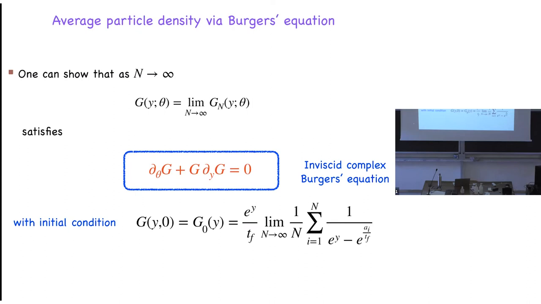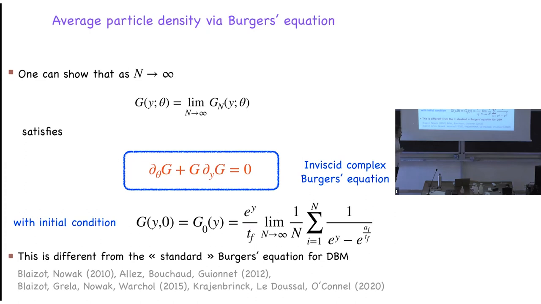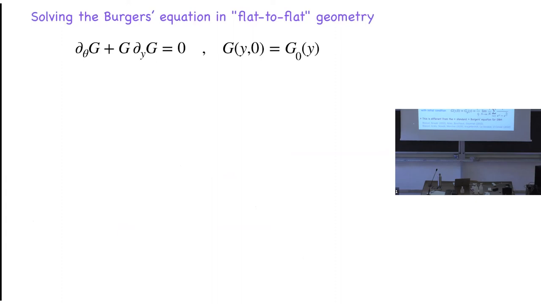I just want to mention, as I said, this kind of analysis has been carried out by several groups. I think the first that I know were Blaiseau and Novak. Then this was pushed forward by Alès, Bouchot, Guionnet, and then again, Blaiseau. More recently, people have reconsidered this kind of analysis, for instance this nice paper by Pierre, Alex Rajenbrink, and Nilo Konal. The difference here is that the equation that we started with was quite different, but nevertheless there is an underlying Burgers equation behind. And again, you can solve this.